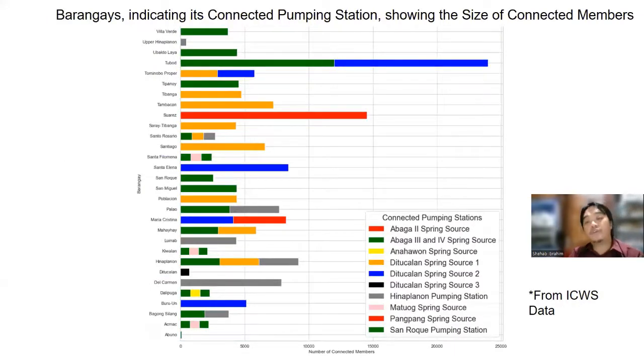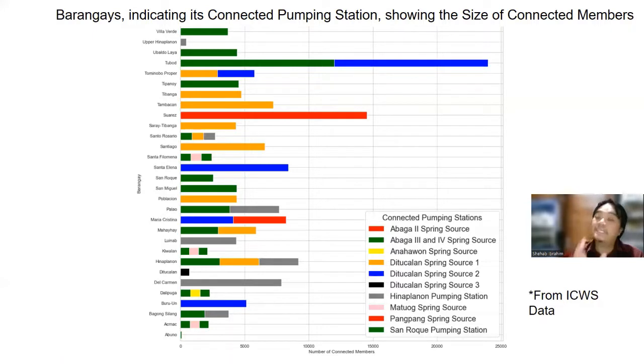Now, in this figure, we have the barangay indicating its connected pumping station and showing the size of the connected members. On the x-axis, we have the number of connected members, and on the y-axis the barangay. The colors of the bars represent the connected pumping station. For instance, the Tubod has the highest number of connected members.